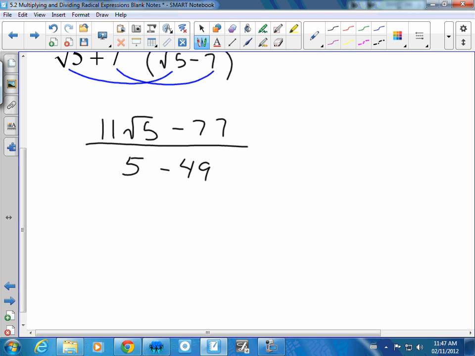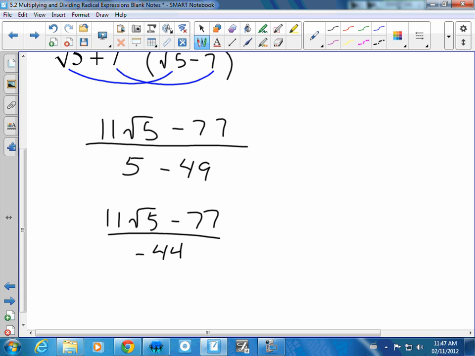So we end up with 11 root of 5 minus 77 over top of 5 minus 49, negative 44. Okay. Oh, hang on. Yeah, you always try to simplify stuff, don't you? Now look here. You're looking for a common factor. You can do it by 11. Now, you have to realize it has to go 11 out of here, here, and here. Right? It has to go to all three because we're divided by that.